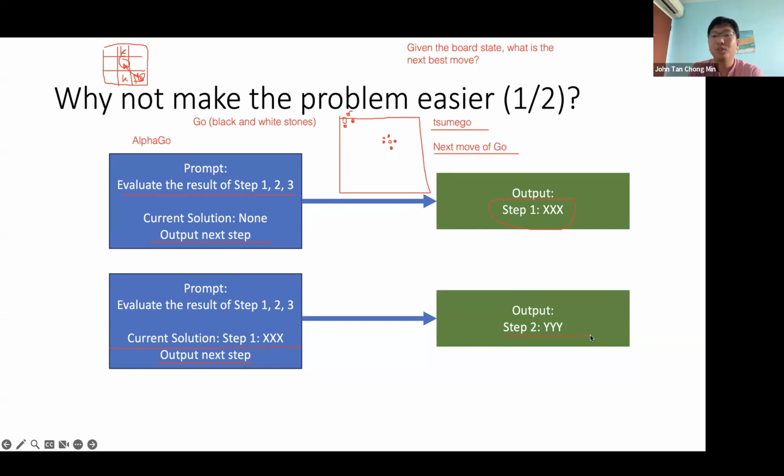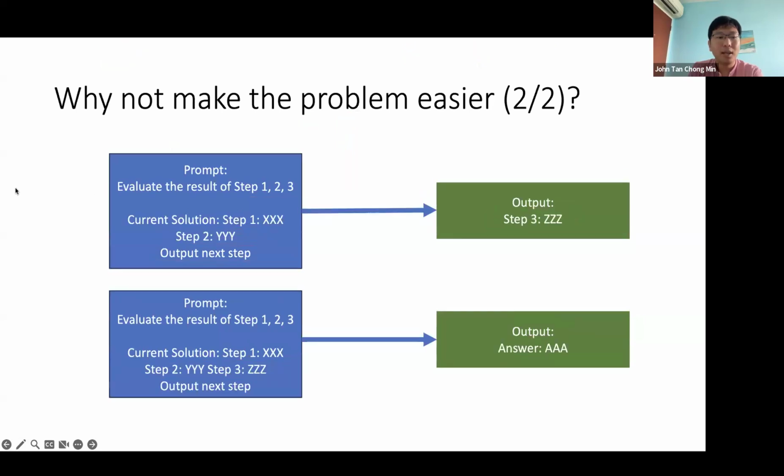And then you output, oh, step two, I should do Y, Y, Y. All right, then let's do that again. Now I have my partial solution x x x y y y. What should you do next? Oh, step three, z, z, z. Okay, great. Now I have step two and step three done. Output next step. Oh, the answer is just A. Done. I solved my problem. So just, what's the next step? What's the next step? You know, just asking you to output the next step. Eventually, I might get the answer.